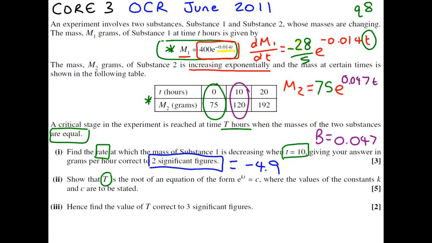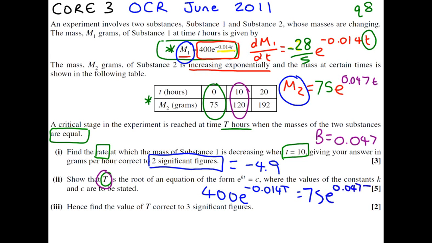So, moving on with the question, at this special time t, put these two equations together, so 400e to the minus 0.014, and this time big T, because they're the same at this instant, equals 75e to the 0.047 big T. We want it in the form asked for in the question, where we've just got an exponential with a number times t, and the power equals another constant.